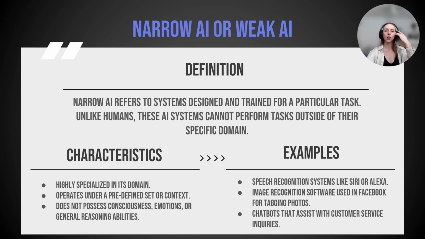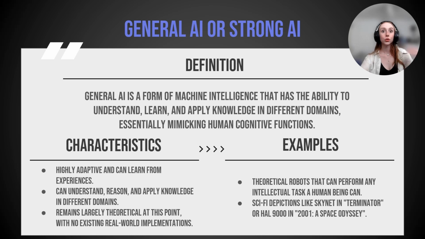But these are highly specialized in their domain, so they have extreme expertise in what they're designed to perform, and these operate under a predefined set or context, so they're narrow in that regard. These systems do not possess consciousness, emotions, or general reasoning abilities like human beings. So ChatGPT is an example of narrow AI. That's the kind of AI that's in common use now. It's used in everyday functions and it's accessible to people.